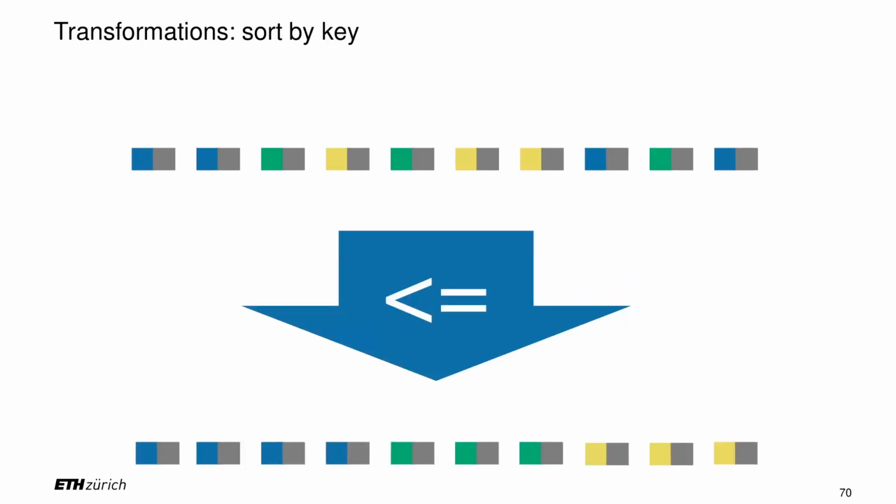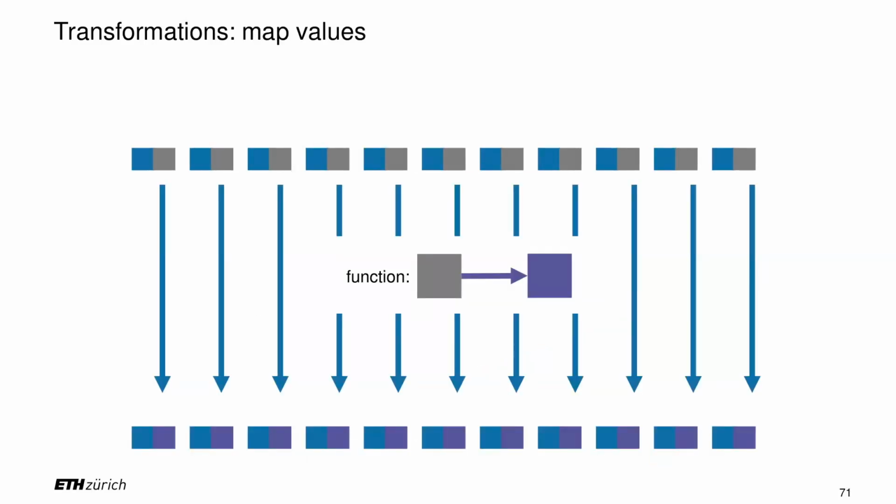You can sort them too. It just sorts the key values by key, right? So sort by key. You can also map the values. It means that it just applies a map function, but just to the value, it preserves the keys and just modifies the values, right? And again, you specify whatever function you want that transforms the values.